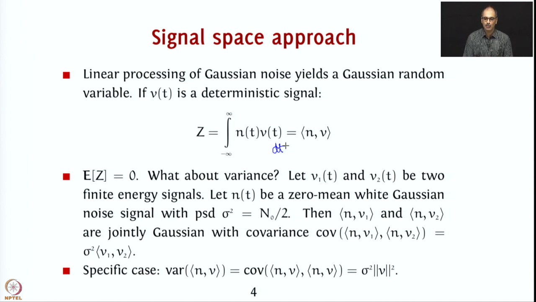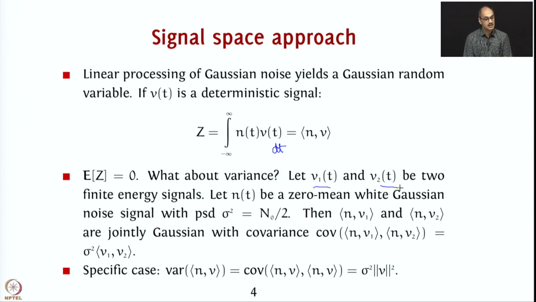So let's say that you have two waveforms, V1 and V2, which are finite energy signals. Finite energy is just another way of saying that they are integrable. If N of t is a zero mean white Gaussian noise signal whose power spectral density is sigma square, which is N0 by 2 for all frequencies, then NV1, that is the integral of N of t V1 of t dt, and the integral of N of t V2 of t dt are jointly Gaussian, and the covariance of these two random variables is sigma square times the inner product of V1 and V2.